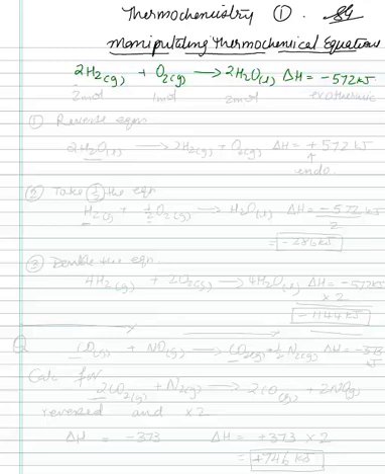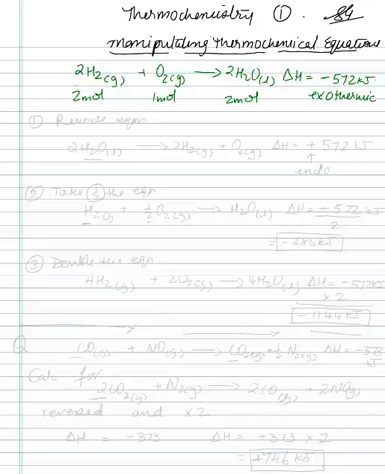Now a few things to know over here. First of all, the equation is balanced, which means that you have 2 moles of hydrogen, 1 mole of oxygen giving us 2 moles of water, and everything balances out. That's the important part of any thermochemical equation. The other thing we can tell from this equation is that delta H is negative, which means this is an exothermic reaction. If it was endothermic, it would be positive. So this is an exothermic reaction, which means energy is being released.